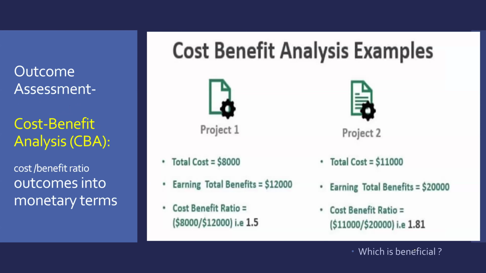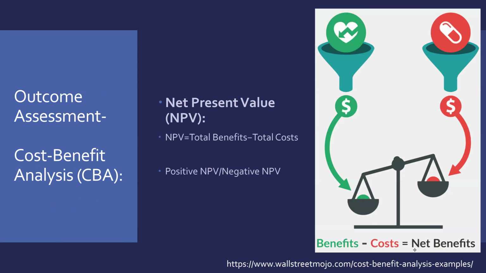So I'll give you an example. Project 1, cost of 8,000, benefit of 12,000. Project 2, 11,000, 20,000. Ratio is 1.5, ratio is 1.81. Which is more effective? Higher ratio would be more beneficial. So here the cost seems more, but if you look at the ratio, it is more beneficial. In the same cost benefit analysis, there is a concept of net present value, that is total benefit minus cost. So if it is more, it means the benefit is more.